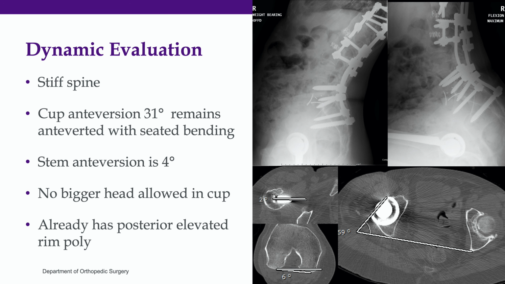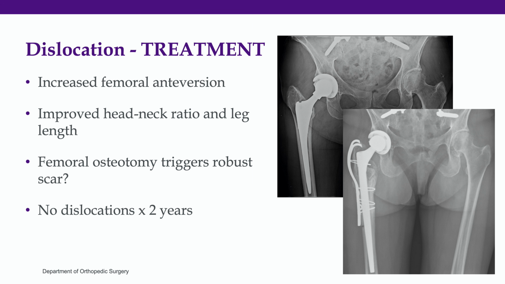And the head-neck ratio isn't particularly favorable. If you think back, there was a skirted neck, and we got the op report and determined the patient already had a posterior elevated rim liner. So ultimately we decided there wasn't really anything we could do on the socket side. Adding constraint here when we see this impingement didn't seem like the right thing to do, so a femoral revision was our choice. So we revised the femur.